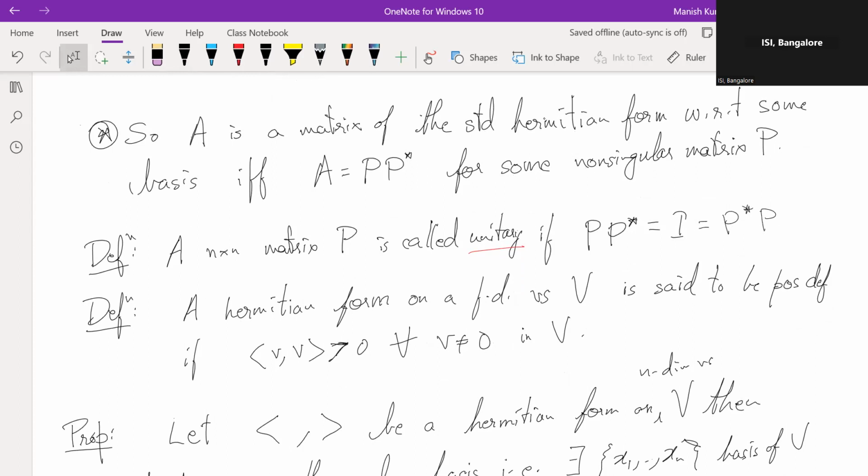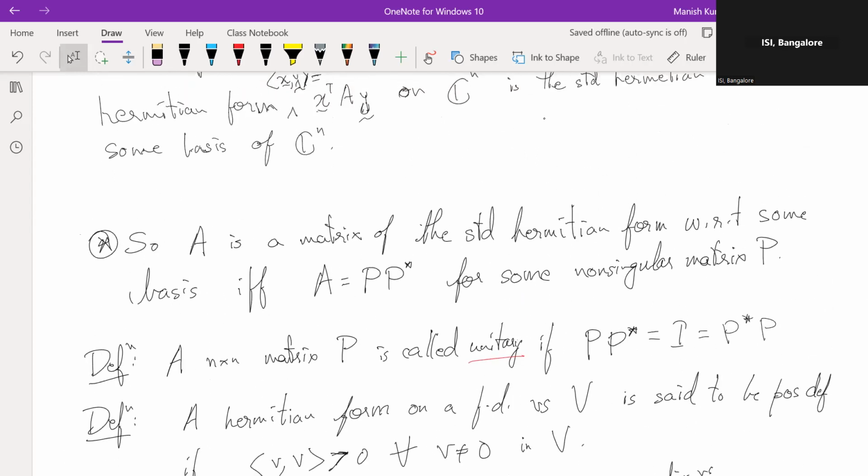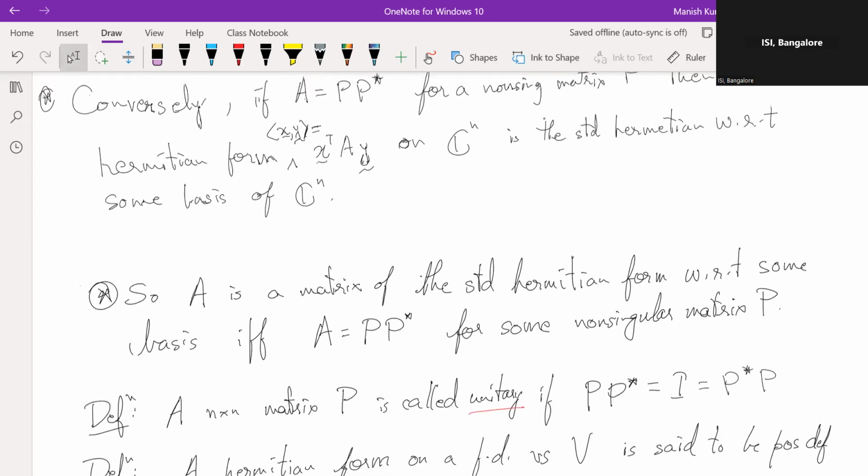So in particular, we'll prove the spectral theorem for a bunch of operators. Unitary operator will be one of them. Another way to think about it is, if you change the basis with respect to a unitary matrix, if the change of basis matrix is unitary, then the standard Hermitian form remains standard Hermitian, because P star is again identity. So some nice thing happens.